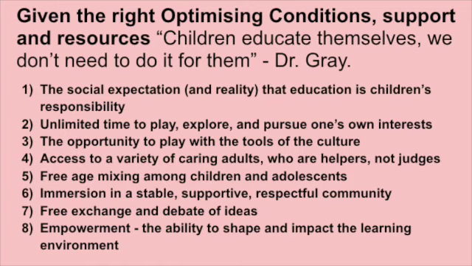Also very important is access to a variety of caring adults who are helpers, not judges. As much as free age mixing among children and adolescents, as we see in number 5, is very important, it's also incredibly important to have access to adults who are knowledgeable and are there to help answer questions and give guidance when asked. But part of the point of this is that they cannot be judges, which we'll come to a little bit later when we look at assessment.